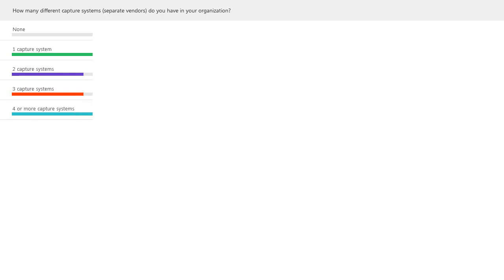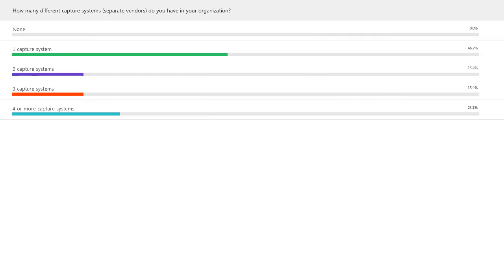It looks like everybody who's participating on the call today is kind of across the board. Well, 46%, nearly half, have just one capture system, but there's a number of you that have multiple systems, 23% having 4 or more. So that's not surprising results to see that. Just wanted to share that out with each other here.